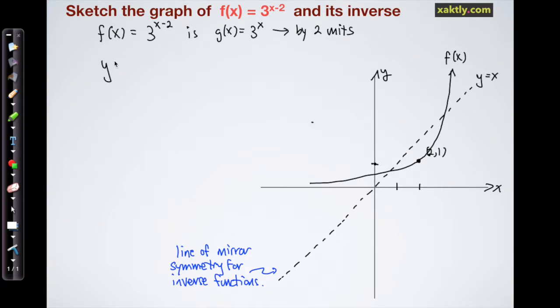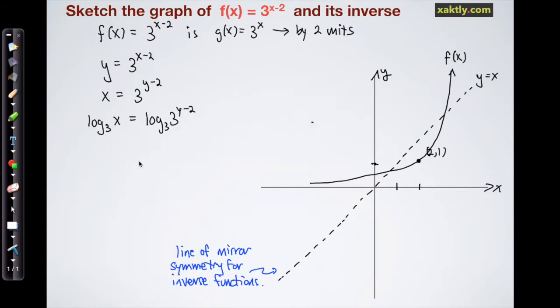Now it's time to find the inverse of this function. So we'll write y is equal to 3 to the x minus 2. So x is equal to 3 to the y minus 2, just swapping variables. Now to solve for y, I'm going to take the log base 3 of both sides because I want to find the true inverse of this function. So that's why I need the log base 3.